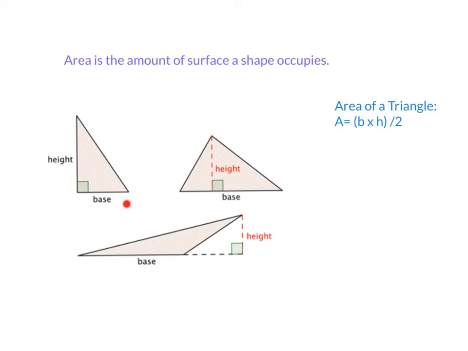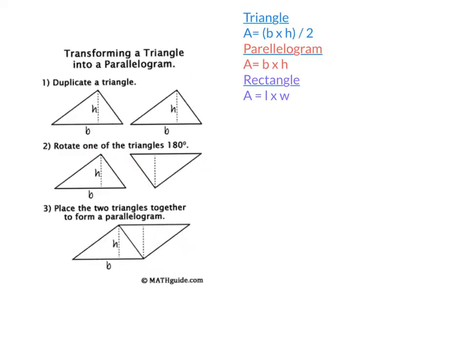And so if I had measurements for each one of these triangles, I could use them to substitute into this formula over here, which is area equals base times height divided by 2. And that would help me find the amount of surface that this triangle occupies. So you may have noticed that the formula for finding the area of a triangle, which is area equals base times height divided by 2, is very similar to the formula for finding the area of a parallelogram, which is area equals base times height. So let's look at the relationship between a triangle and a parallelogram.